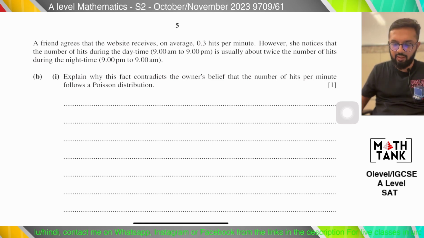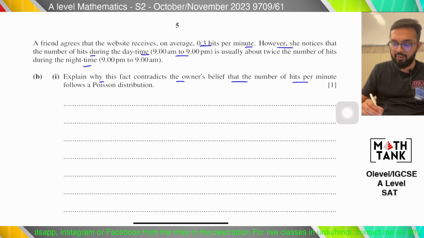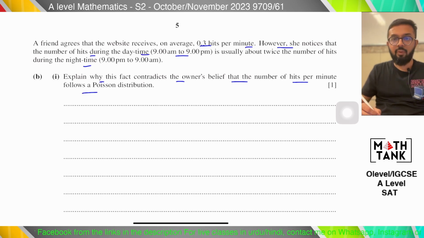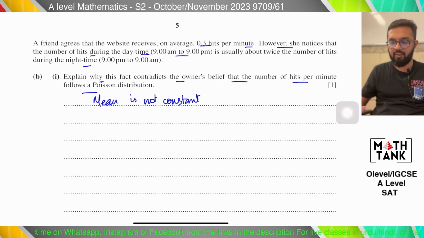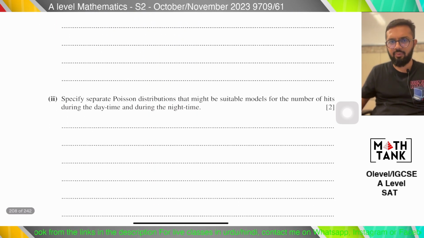Then the next part says a friend agrees that the website receives an average of 0.3 hits per minute. However, she notices that the number of hits during the nighttime is usually about twice the number of hits during the daytime. Explain why this fact contradicts the owner's belief that number of hits per minute follows a Poisson distribution. For a Poisson distribution to be valid, the mean should be constant. So the mean is not constant here. It's different in the morning and different in the night. So you'll just say mean is not constant, lambda is not constant, whatever you want to call it.